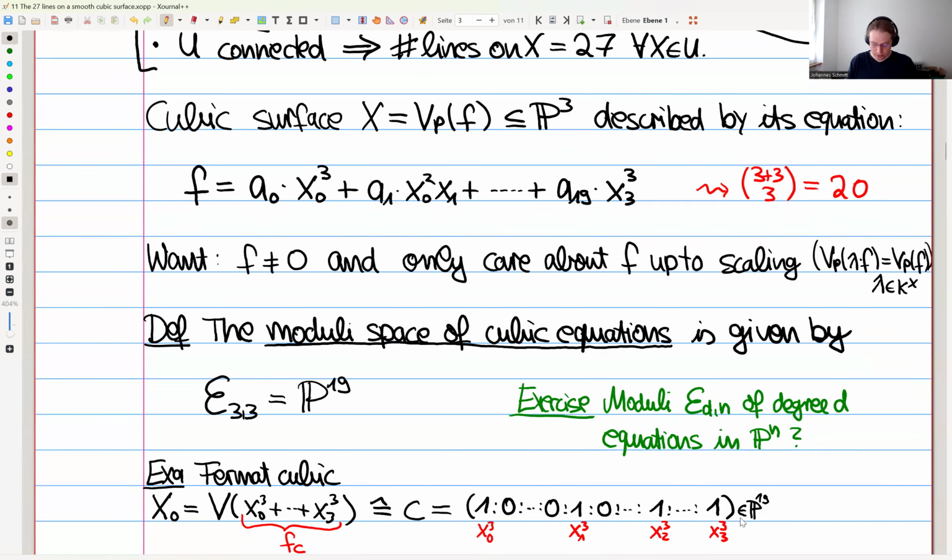So this element of the moduli space corresponds to this geometric object, the Fermat cubic. And as an exercise, if you like, you can also see what is the moduli space of degree D equations in Pn.